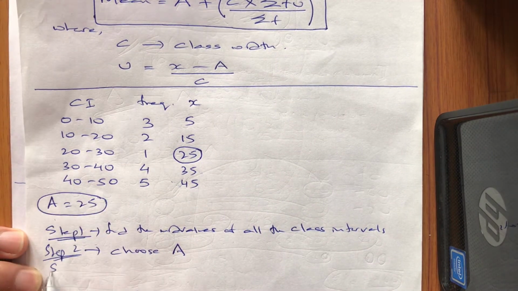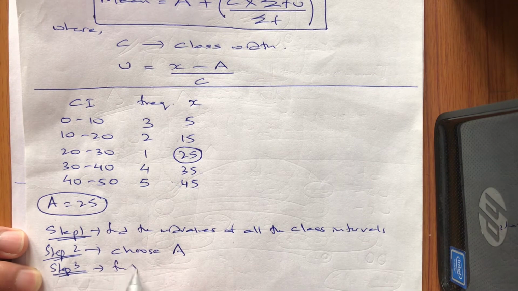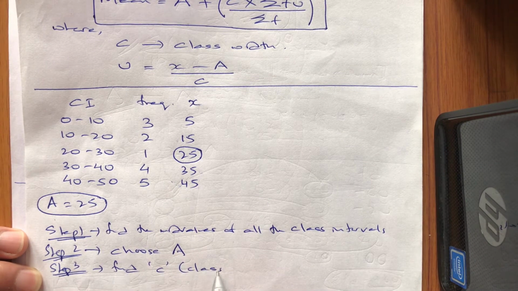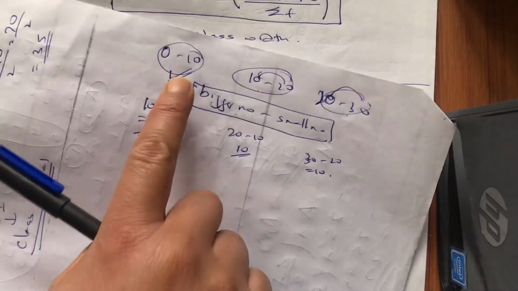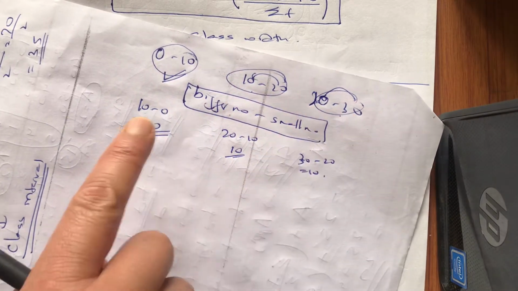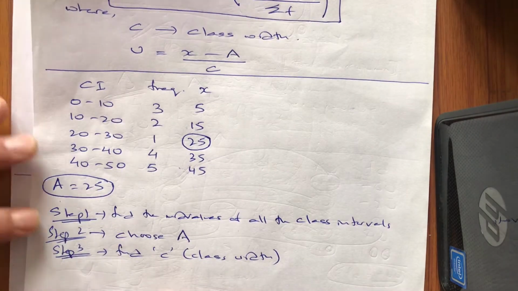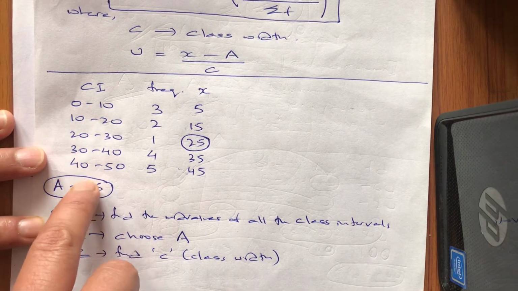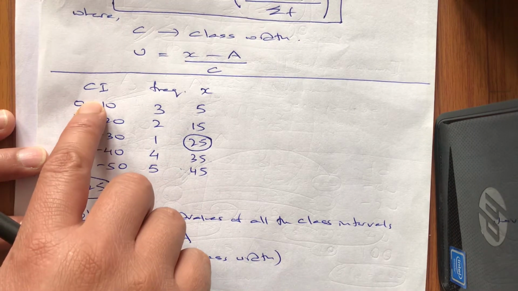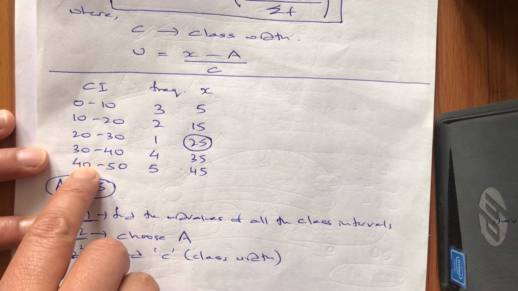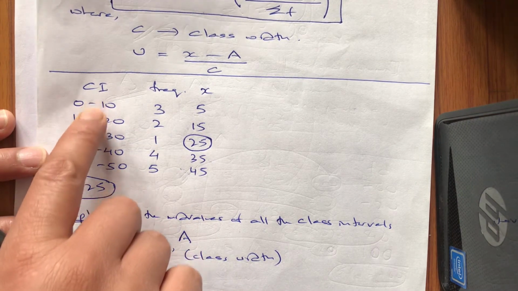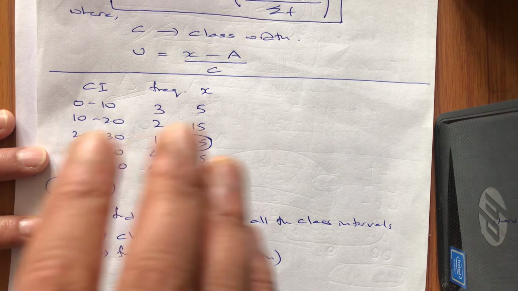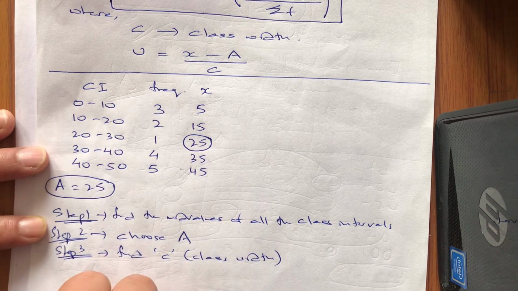Then step 3. In step 3, find C, that is, your class width. How do I find the class width? Just now we explained it. For any interval that you choose, you find the difference, bigger number minus smaller number. Which interval do I choose? You can choose any one of the 5 intervals. If you want to take the first, you can do that. If you want to take the fifth, you can do that. If the intervals are from the same question, your C will always be the same, no matter which interval you choose.